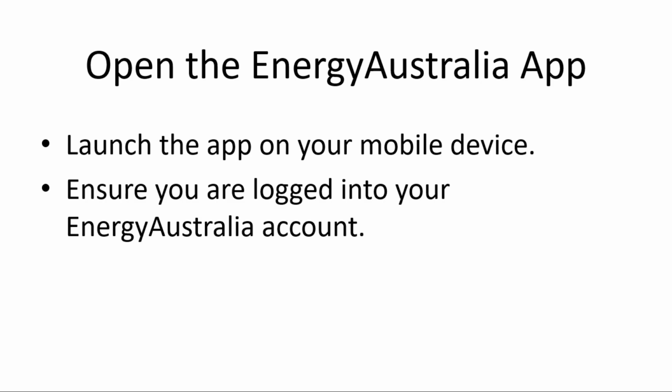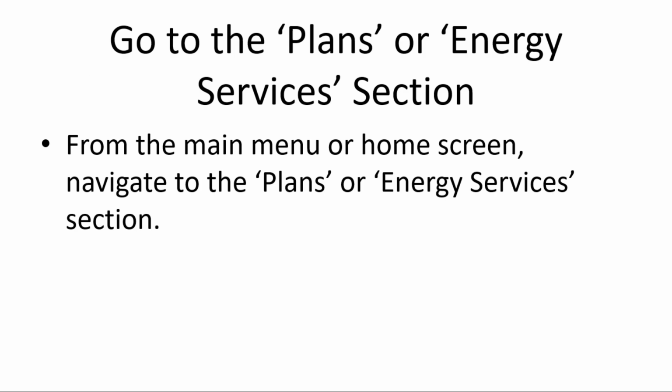First, open the Energy Australia app on your mobile device. Make sure you're signed in to your account to access your electricity plan options. From the main screen or menu, navigate to the section labeled Plans or Energy Services. This is where you'll be able to view your current plan and explore others.